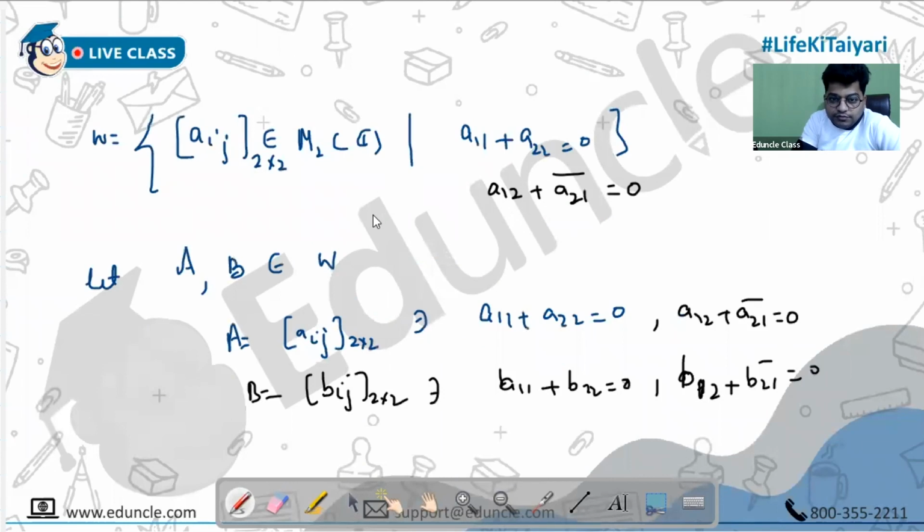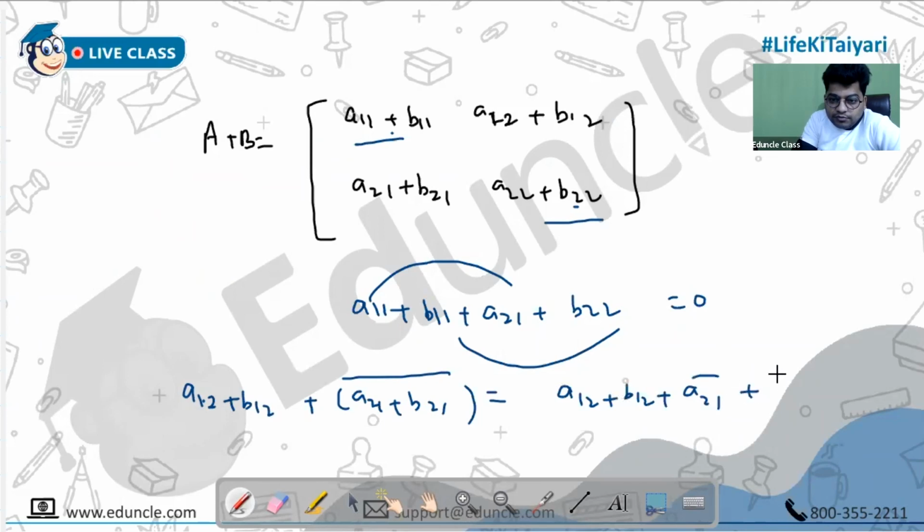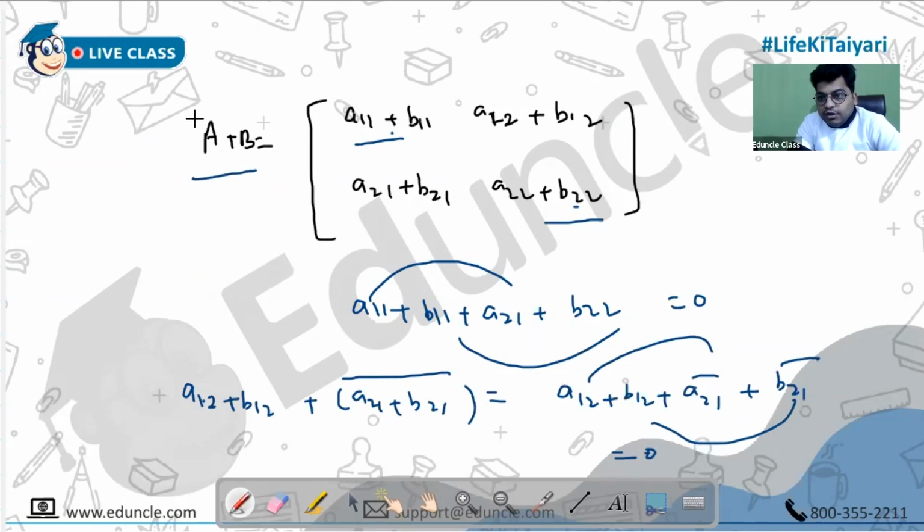A12 plus A21 conjugate, and you know these two are complex numbers and conjugates, so you can separate. If you can separate, there is no problem. So this plus this is 0, this plus this is 0, finally 0. So addition of vectors is okay. In the same manner, you can multiply by a vector also.